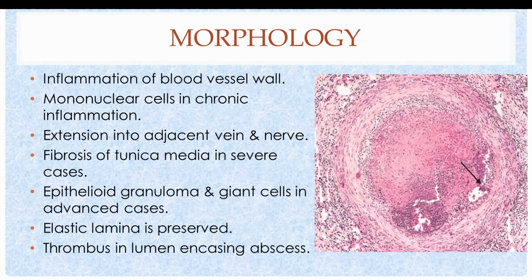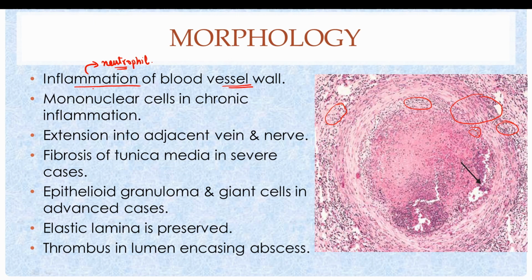The gross appearance reveals segmental lesions affecting the small to medium-sized arteries, most commonly radial artery and tibial artery. And on the gross examination, a thrombus can also be found within the lumen. The microscopic or histological picture reveals inflammation of the blood vessel wall. In acute inflammation, there is excessive neutrophil infiltration along with the mononuclear cells. As you can see, there is presence of inflammatory cells within the blood vessel wall.